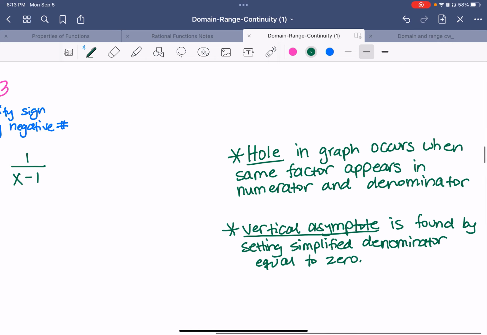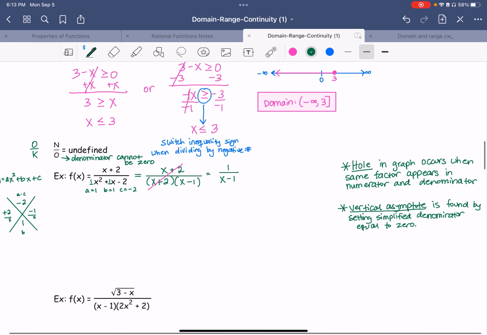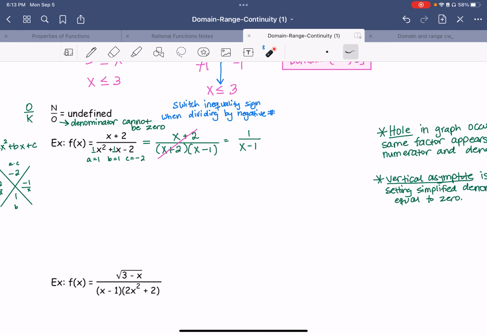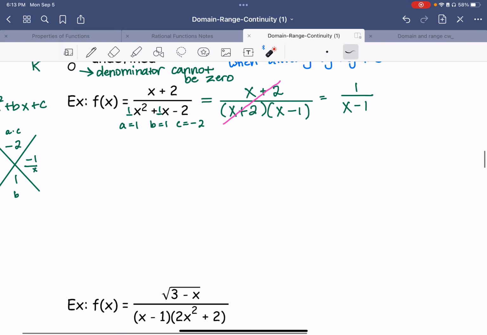Okay, so two different things are going to be happening on this function. The first part is the hole. Notice there was a common factor of x plus 2 in the numerator and the denominator, so that will be our first discontinuity. What you do to find the hole is whatever factor you canceled out, you set it equal to 0. So you solve this, subtract 2, so x equals negative 2. So there's a hole at x equals negative 2.